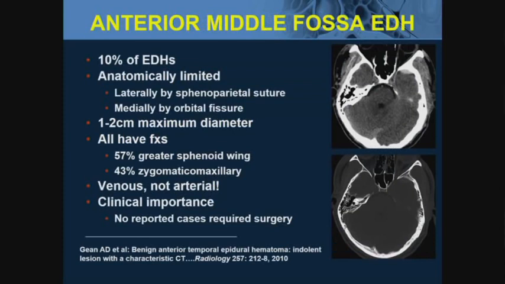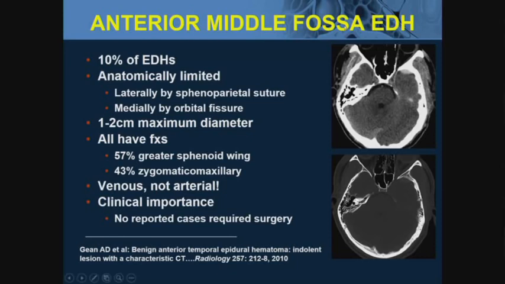Okay, here's another type of epidural hematoma. It was described by Alisa Gean from UCSF, who's one of our very best trauma radiologists. It's called the anterior middle fossa epidural hematoma. It's about 10% of epidural hematomas. The deal about this one is it's anatomically limited.